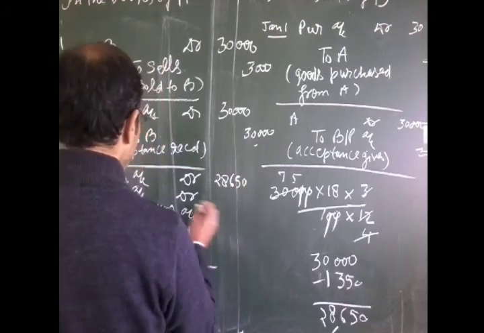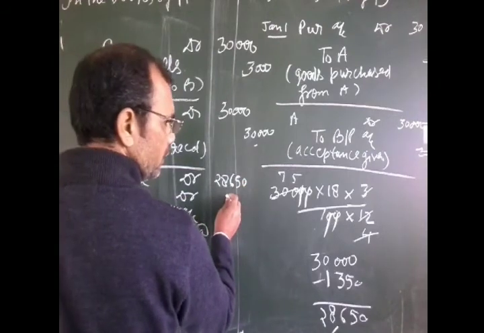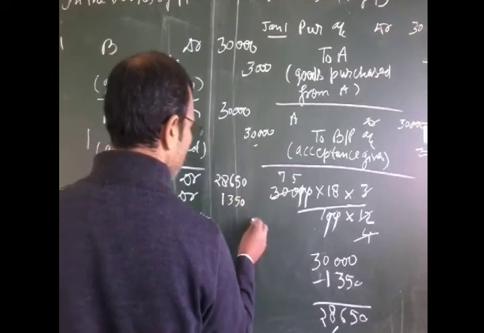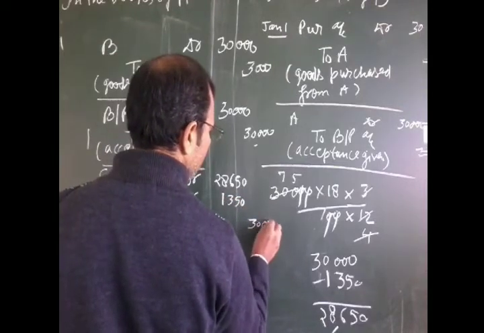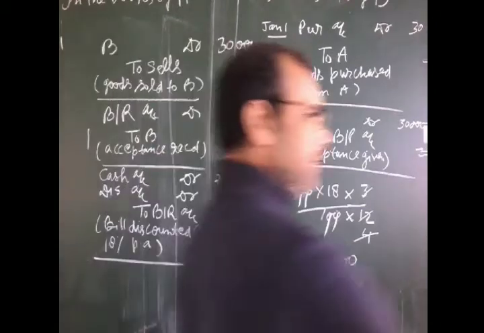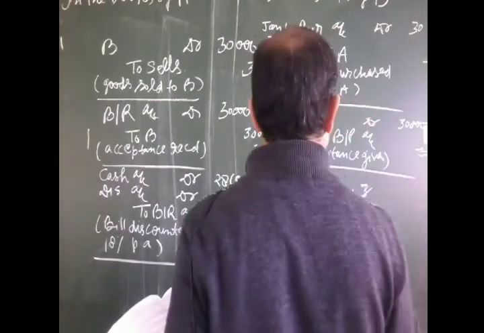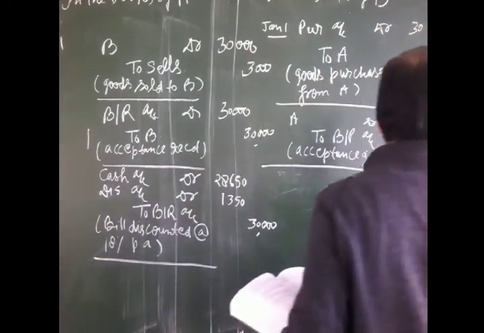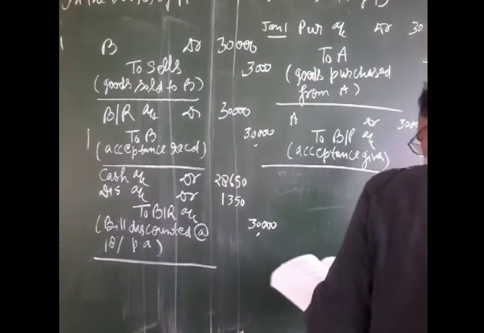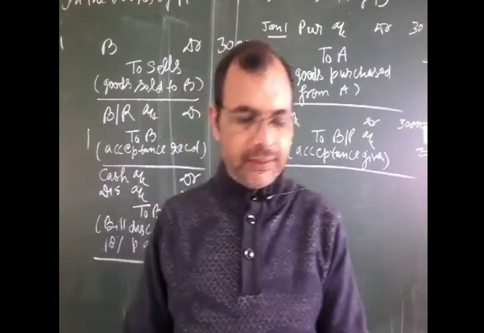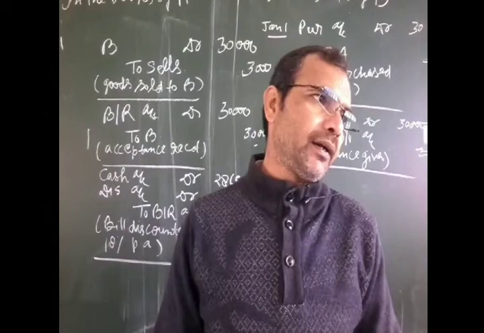28,650, and the amount of discount will come 1350, and the total amount will come 30,000. In this way, we will discount the bill from the bank at the rate of 18%. After doing this, in your question it is written, the acceptance is dishonored on the due date.